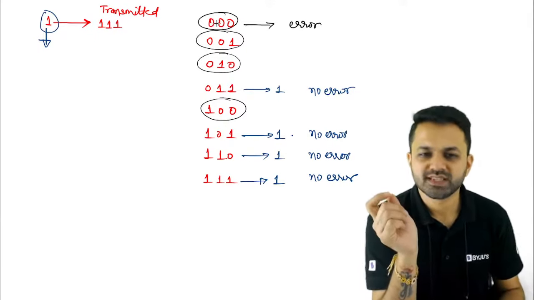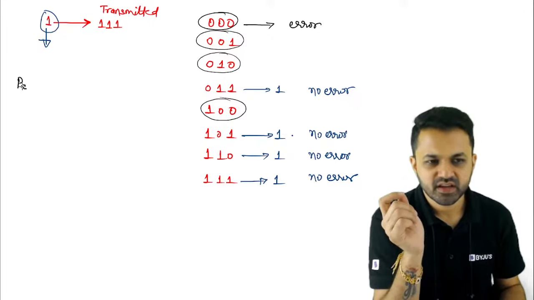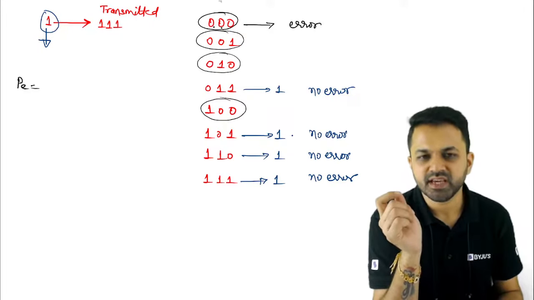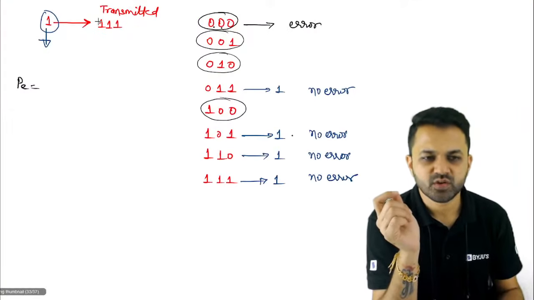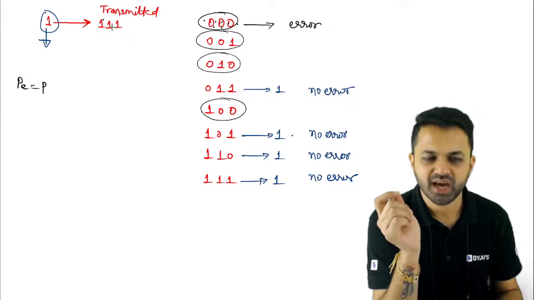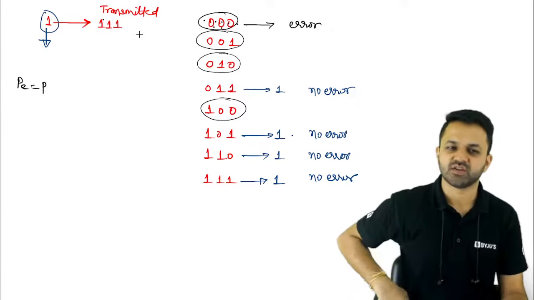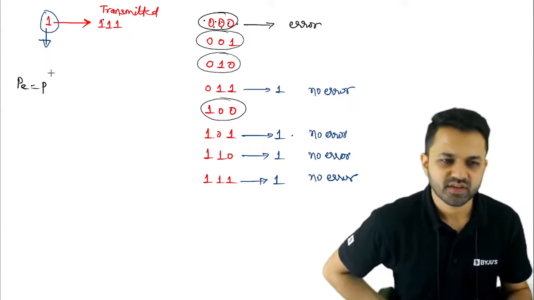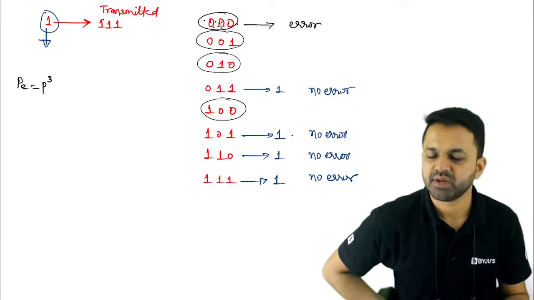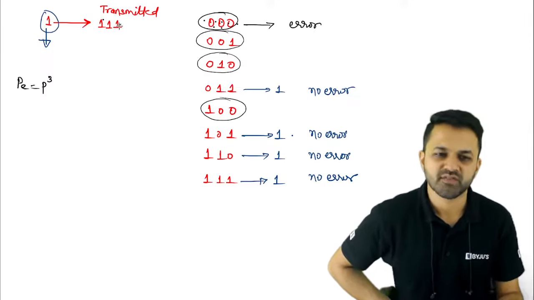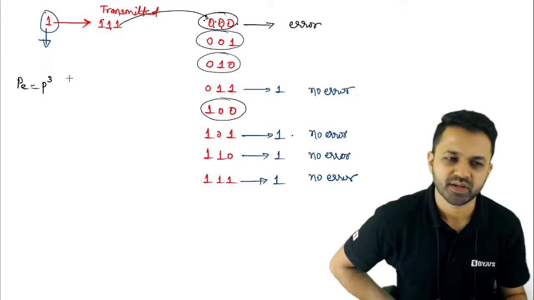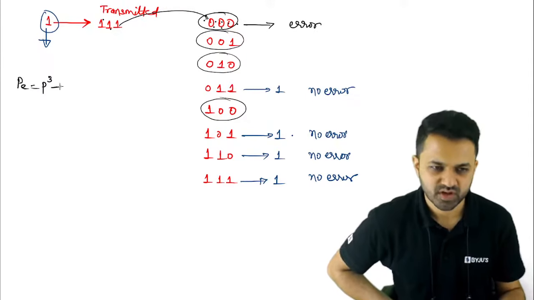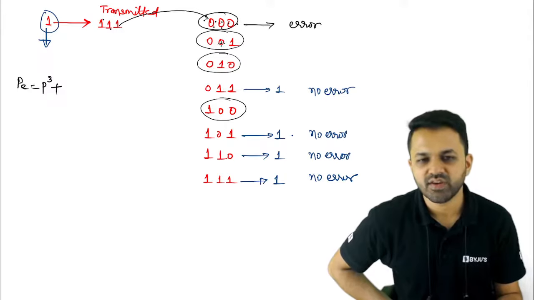Now, what is the probability? The probability of bit error is P. When you transmit 3 ones and all 3 bits are in error, all are independent because you are transmitting 3 consecutive ones, so we multiply the probabilities. Transmitting 1, receiving 0, three times, each has probability P. So P into P into P, that is P cube, plus. This case also has an error.